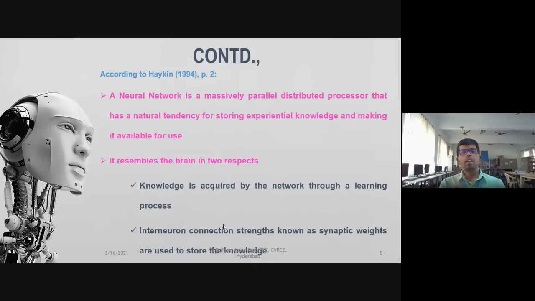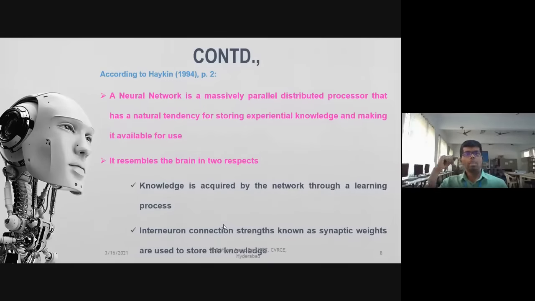Here, interneuron connection strengths, known as synaptic weights, are used to store knowledge, as in our brain. I am keeping a pen drive in some almirah, and I am forgetting that. Somebody asks for the pen drive, so what I am doing is simply remembering where I kept it. My synaptic weight is being activated: where did I keep that pen drive?